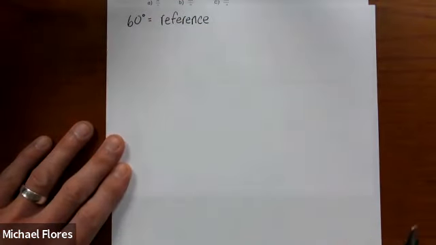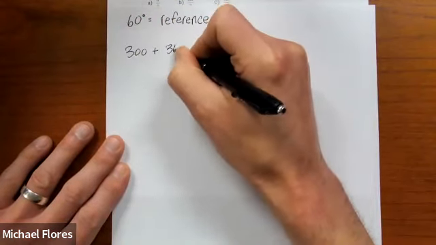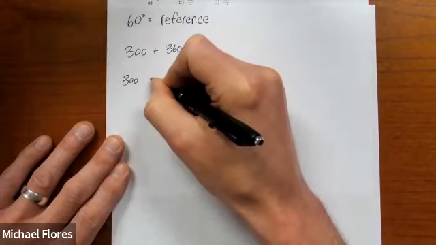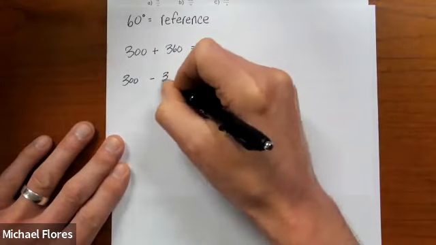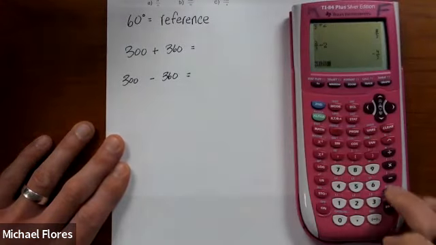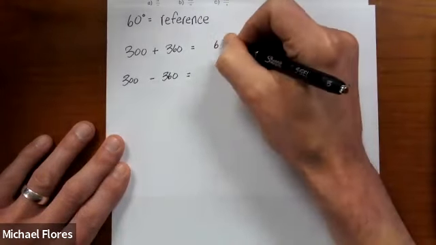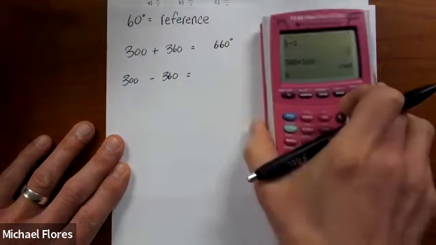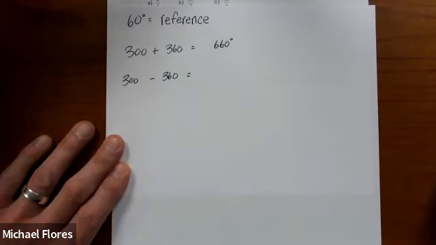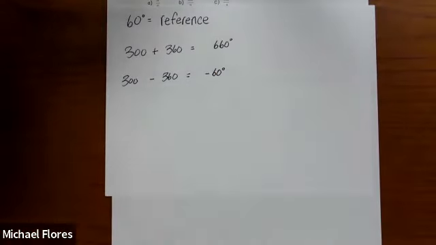To find a positive and negative coterminal, you take the given angle measure and add 360 degrees to it. That will give you your positive. To find the negative, take your given angle measure and subtract 360 degrees from that. And that one is now complete.